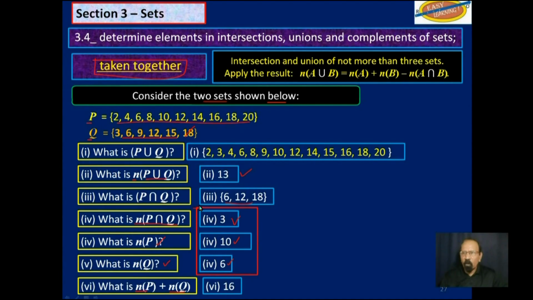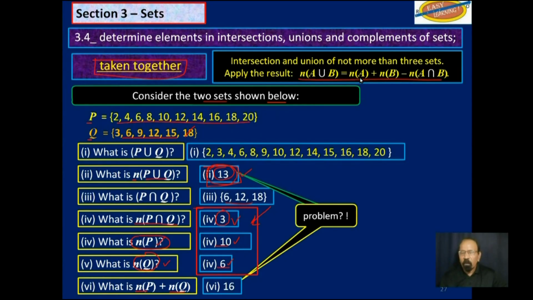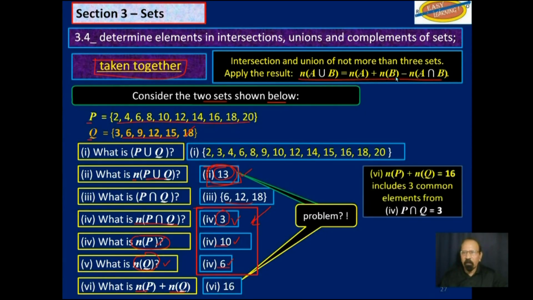If you were given only what is in this box here, would you be able to get this 13? So you know the cardinality of P intersection Q is 3. You know the cardinality of P alone is 10, and of Q alone is 6. Now using this 10, 6, and 3, how will you get 13? And that is where this formula up here comes in. Because without that formula, well, we can reason it out, but CXC wants us to learn to use that formula up there.